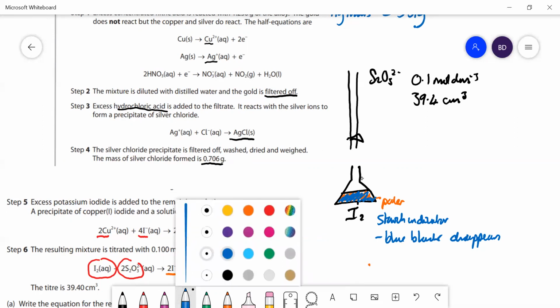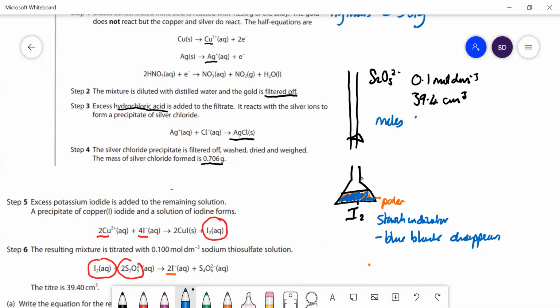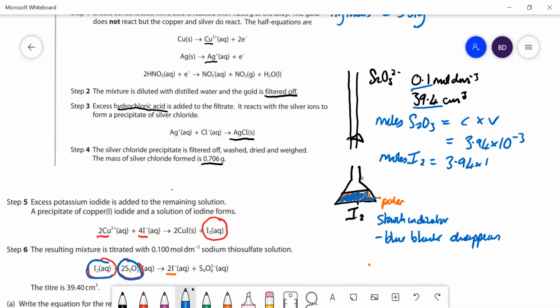Okay, so let's do the calculation there. How many moles of thiosulfate have we used up then? So we do that concentration times by the volume, 0.1 times 39.4 over 1,000. That gives us 3.94 times 10 to the minus 3. Right, let's look at this. The ratio here is 2 moles of thio react with 1 mole of iodine. So moles of iodine is going to be half that. So the moles of iodine we had, 3.94 times 10 to the minus 3 over 2, which is equal to 1.97 times 10 to the minus 3.